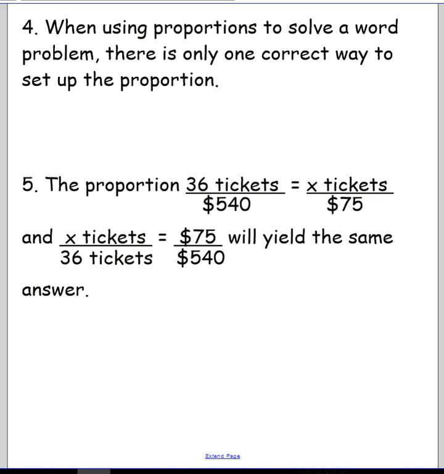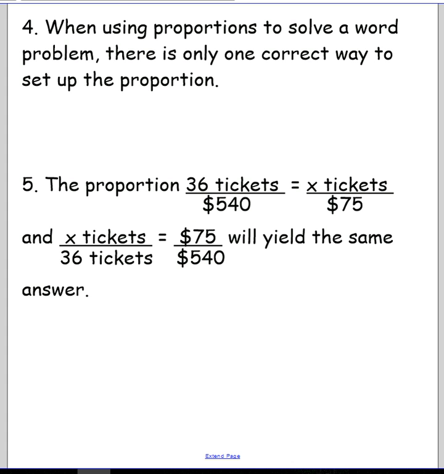Let's look at a couple more true-false statements. Number 4: when using proportions to solve a word problem, there is only one correct way to set up the proportion. Well, let's pause that for a second because number 5 has 2 different ways of setting up a proportion. So let's examine that before we answer number 4. The proportion 36 tickets is to $540 as X tickets is to $75 is the same as, or will yield the same answer as, X tickets to 36 tickets is equal to $75 to $540.